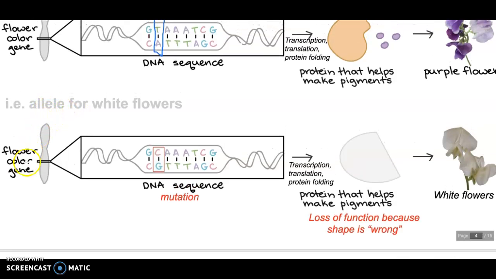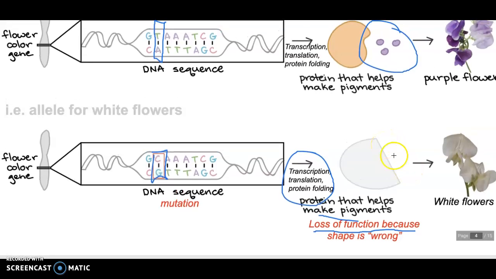Whereas if we have the allele for white flowers, we still have the flower color gene, but we have a DNA sequence that has a different nucleotide in here. Goes through still transcription, translation, protein folding, etc. And we get a protein that makes pigments, but instead of actually making this purple pigment, we actually have a protein that doesn't work very well. And so it has a loss of function because its shape is quote unquote wrong. That's what we're going to find oftentimes, is that recessive genes are typically a result of just an improperly working protein.